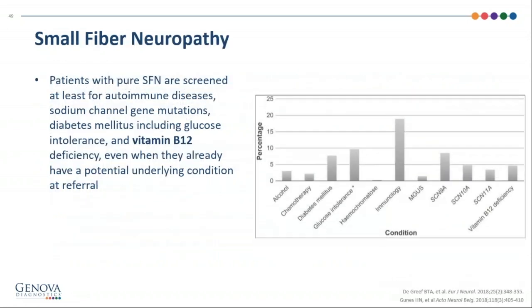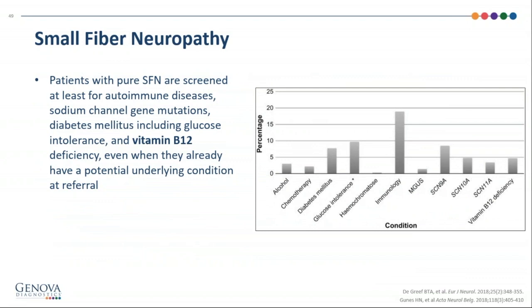In small fiber neuropathy, in this study where they looked at a large number of patients that had it, they looked for commonalities and found that actually B12 was a deficiency found in a fair percentage of patients. The most significant one, of course, is going to be immunology. This is difficult to change, but we can work on diabetes and sugar intolerance, but these are actually sodium channel mutations, but B12 is a reasonable place to start.